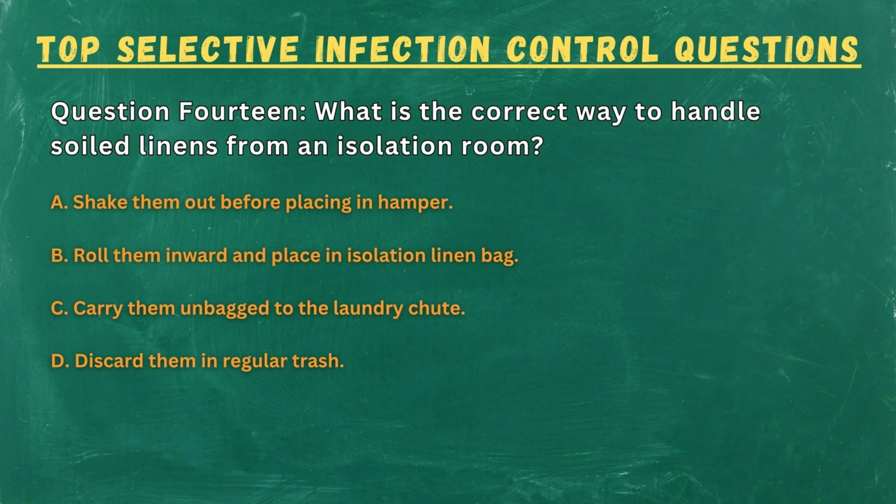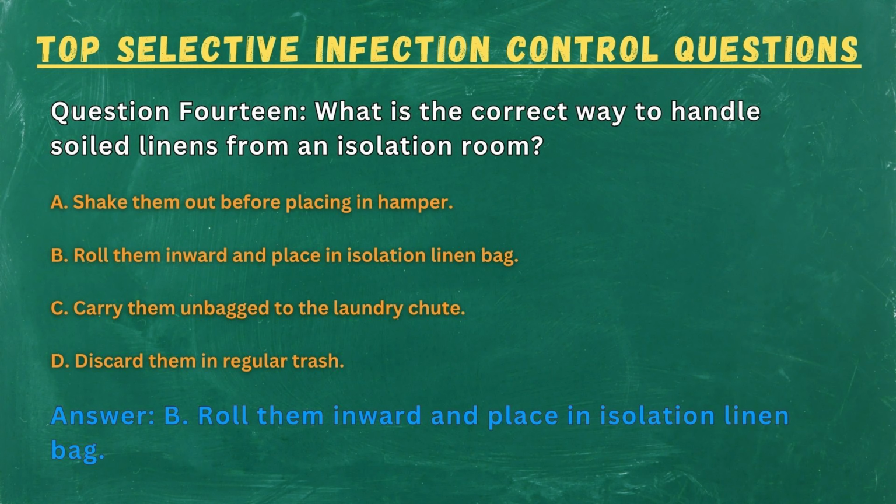Question 14. What is the correct way to handle soiled linens from an isolation room? A. Shake them out before placing in hamper. B. Roll them inward and place in isolation linen bag. C. Carry them unbagged to the laundry chute. D. Discard them in regular trash. Answer: B. Roll them inward and place in isolation linen bag.